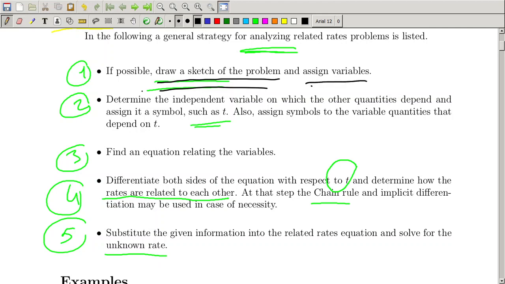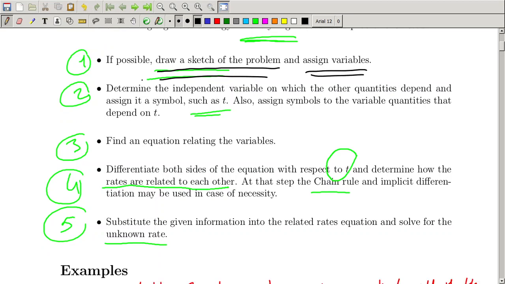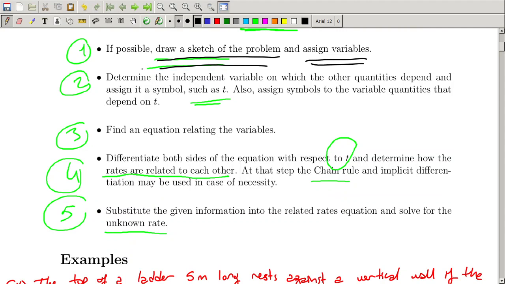And assign variables: which are input variables and which variables are given, write them as functions. So determine the independent variable on which the other quantities depend and assign it a symbol such as t. For instance, if the volume is asked, you have V of t. If the area is asked, we have A of t, and so on. We can have x of t, y of t, and so on. So all of these parameters are functions of t. They all depend on t.